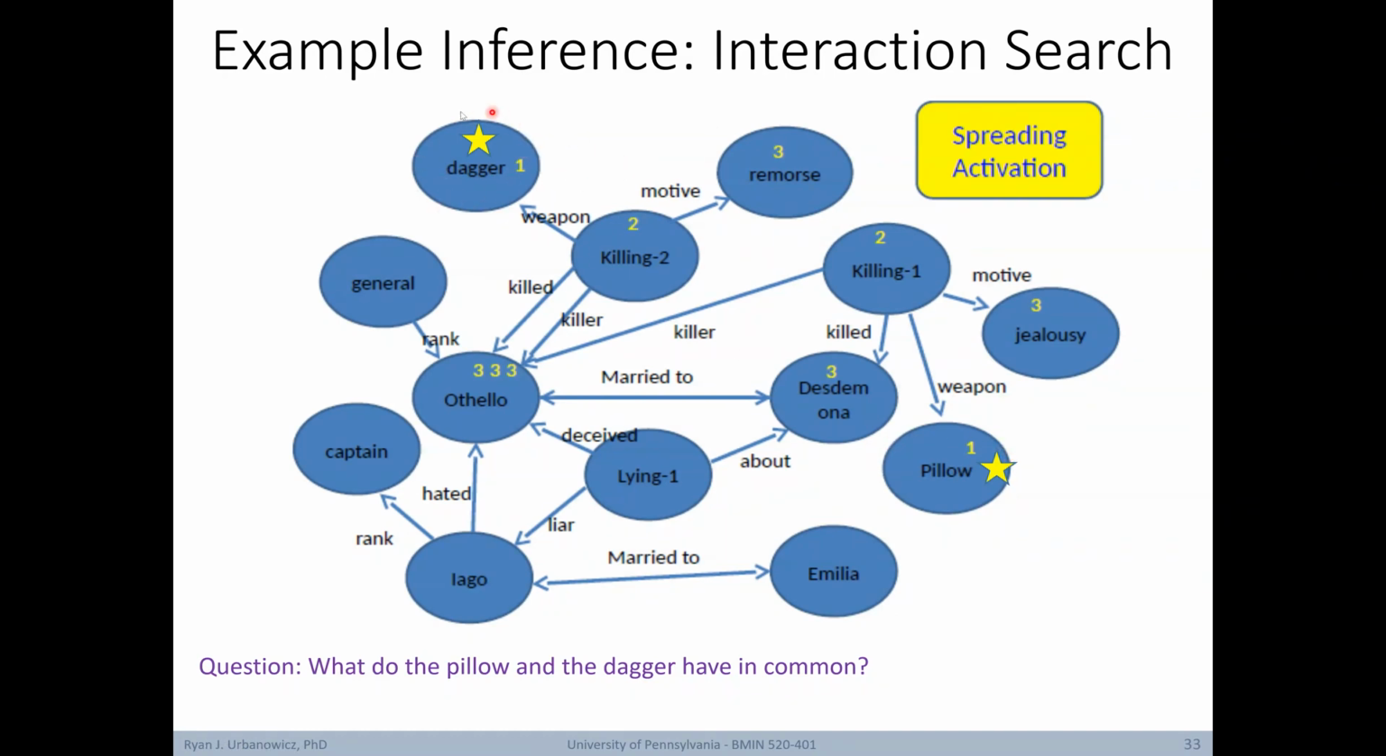So here we have dagger moving to killing as number 2, which then connects to remorse, number 3, or Othello, number 3. Over here from pillow, it connects to killing, number 2, which connects to jealousy, Desdemona, and Othello. At this point, our connection occurs at Othello, and we can draw the conclusion that the dagger and the pillow are weapons used by Othello in the killings.